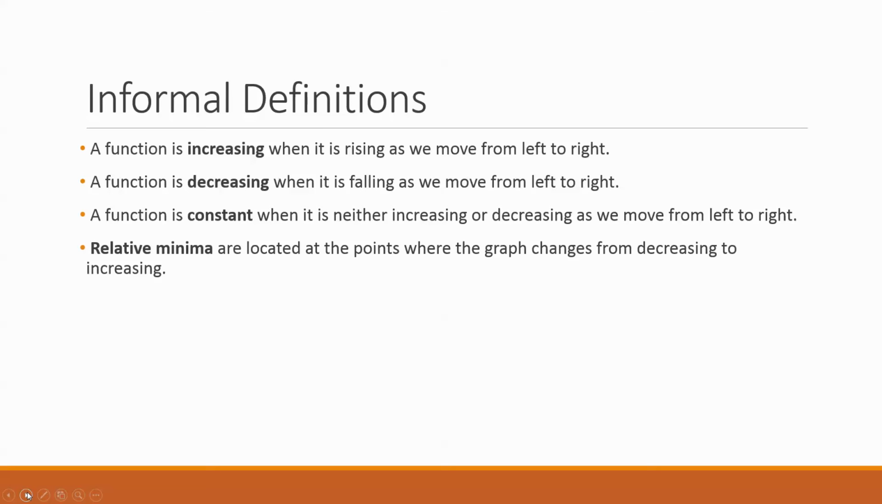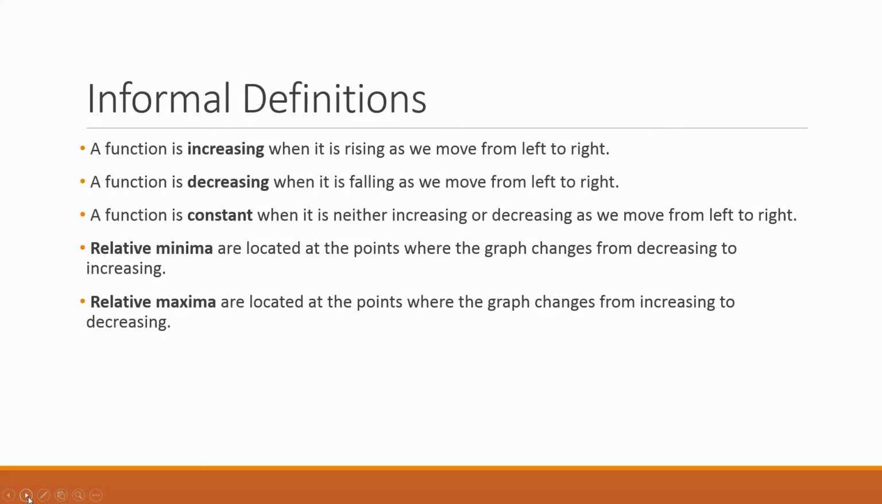The relative minima occur at the points where the graph changes from decreasing to increasing. So relative minima will occur where the graph changes from decreasing to increasing. And the relative maxima are located where the points change from increasing to decreasing.